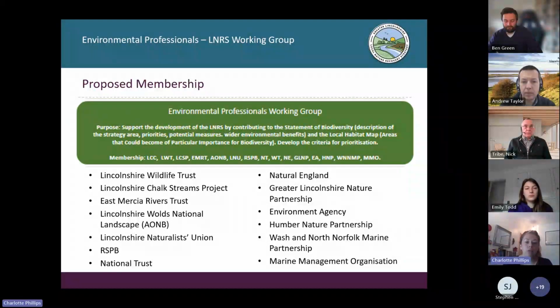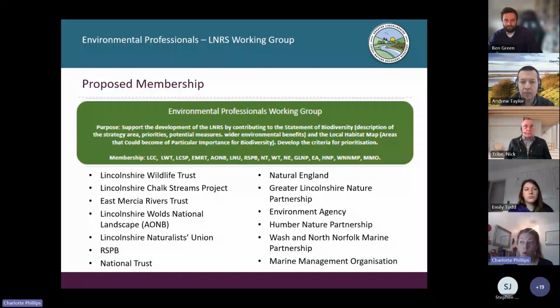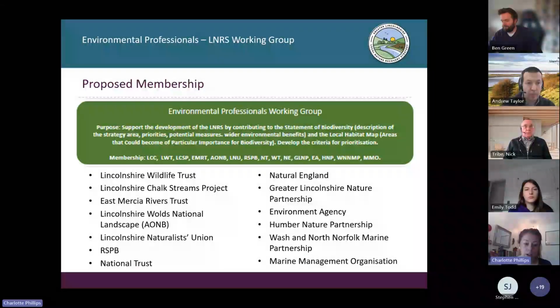The group that you are sat on at the moment, we call the Environmental Professionals Working Group. These are the organisations that we have invited. We've been around the room and done some introductions. I know that in some cases there are a couple of people from organisations here. You're very welcome for more than one person to join any of these meetings if you would like to, or just nominate one person and have somebody as an alternate. It's completely up to you how you would like to do it. We want to be as efficient as we possibly can be with your time.